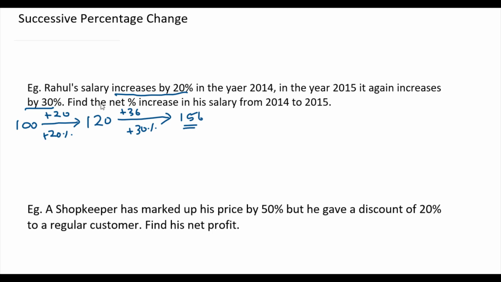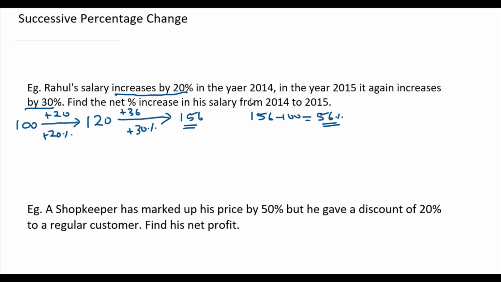If you want to calculate the net percentage increase in his salary, all you have to do is subtract 100 from 156, that is the final value minus the initial value. This will be 156 minus 100. This will give us the percentage increase in his salary. So it is this simple.